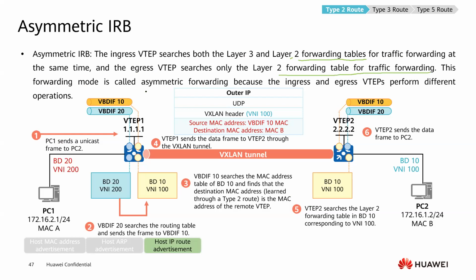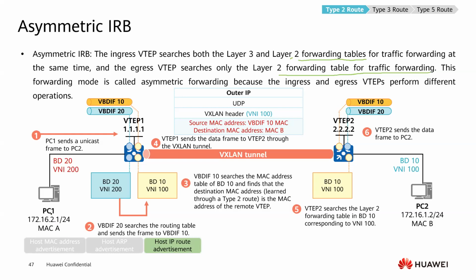Will do different behavior. So that is the asymmetric. All right. So now let's look at the process. PC1 tries to send the packet to PC2. They are in different subnets, so the process is the inter-subnet process.